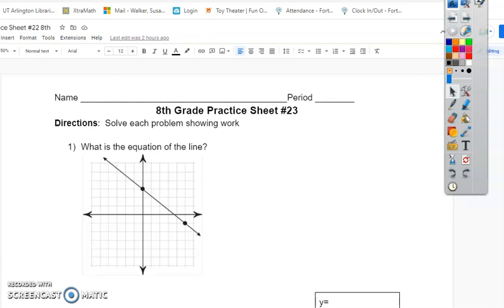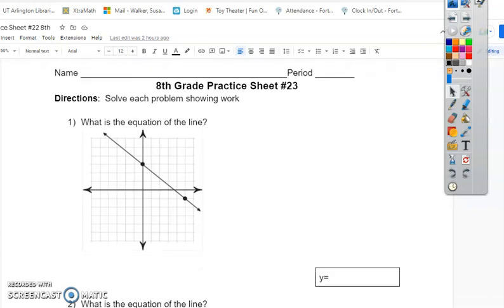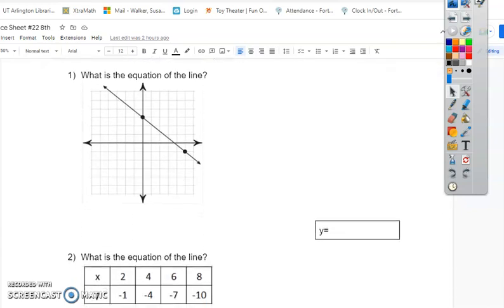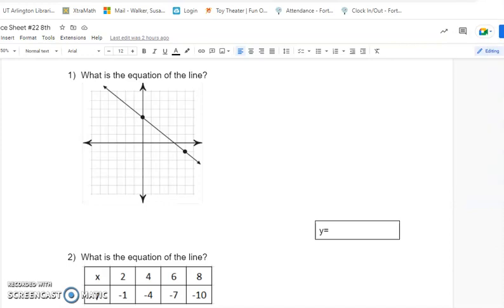Hey guys, we are working on practice sheet 23, so let's look at number 1. When you look at number 1, what's one thing you can tell about this? Y'all are generally really good at this. Hopefully you can tell it's not proportional, which means we do y equals mx plus b, right? So how do I know it's not proportional? I know it's not proportional because it doesn't go through 0, 0.